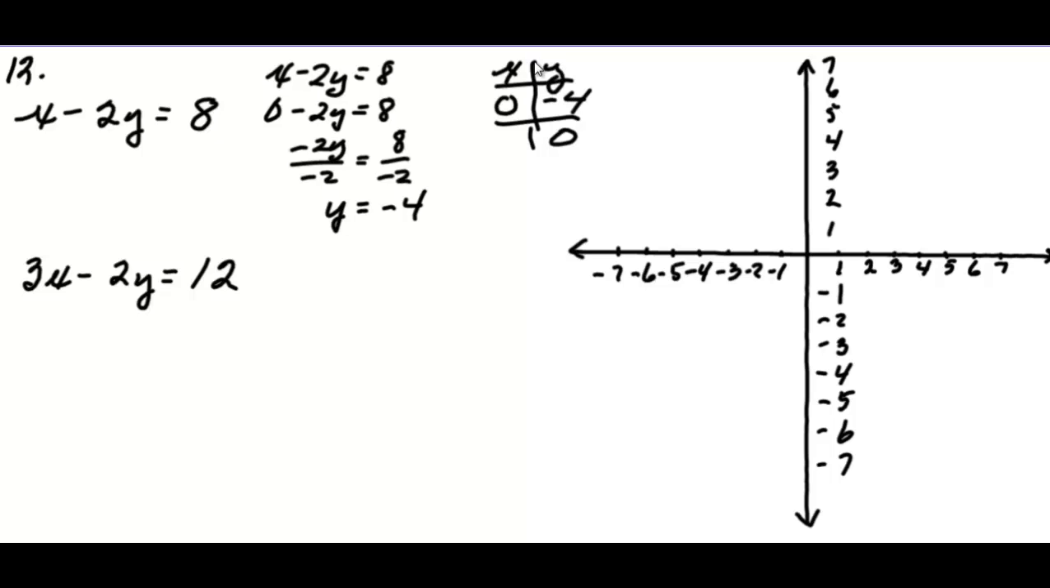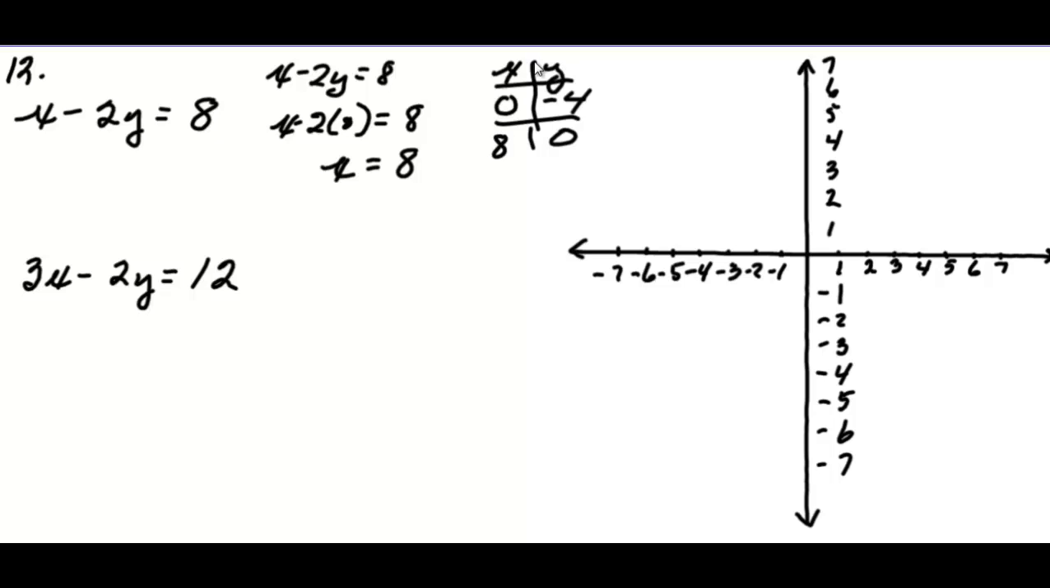In our second solution, starting with that original equation, now we're going to substitute 0 for y. So we have x minus 2 times 0 equals 8. Therefore, x is equal to 8. Once we've done that, we go ahead and plot those two points. On the y-axis, we plot 0 and y equals negative 4. So that's going to be down here.